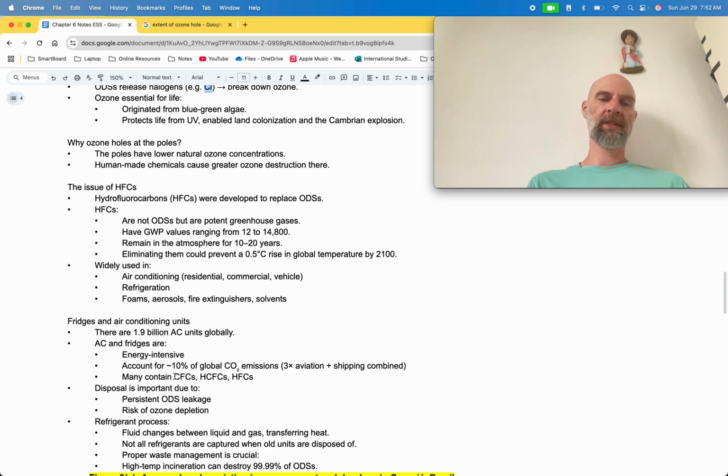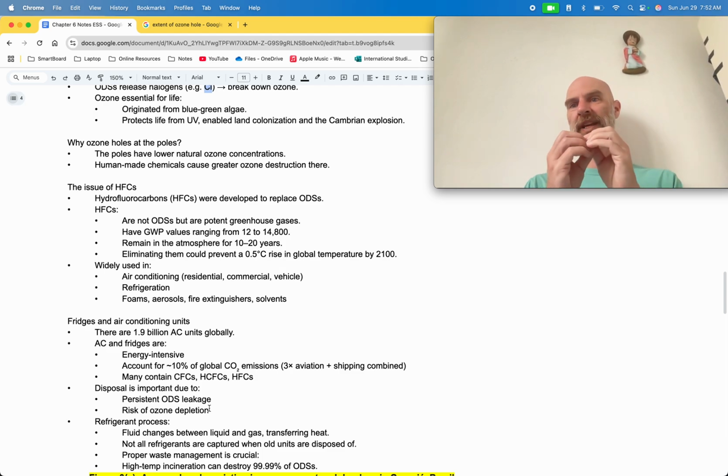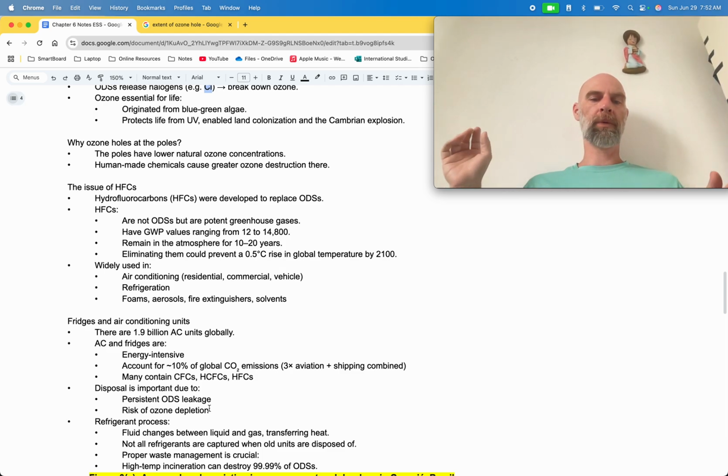Many refrigerators and ACs contain CFCs, HCFCs, and HFCs. Disposal is important due to persistent ozone-depleting substance leakage, which then destroys the ozone. There's a risk of ozone depletion once it leaks. The refrigerant process is that the fluid changes between a liquid and gas, and then it transfers that heat out. Not all refrigerants are captured when old units are disposed of, especially those air conditioning units that are thrown out into the woods and left for Mother Nature to disintegrate.